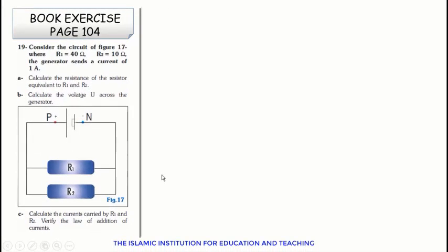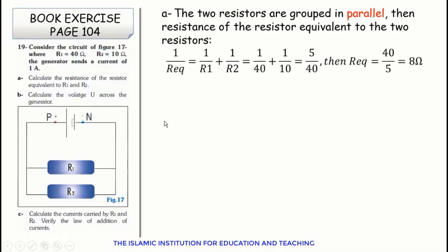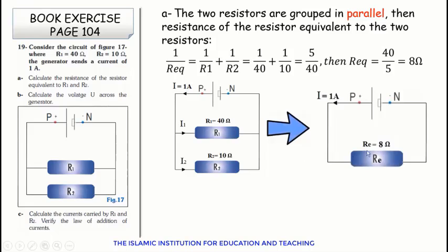Here we have the two resistors grouped in parallel. Then the resistance of the resistor equivalent to the two resistors can be calculated according to the formula 1 over R equivalent equals 1 over R1 plus 1 over R2 equals 1 over 40 plus 1 over 10 equals 5 over 40. Then R equivalent is equal to 40 over 5 equals 8 ohms. This figure shows the equivalent resistor of the grouping.